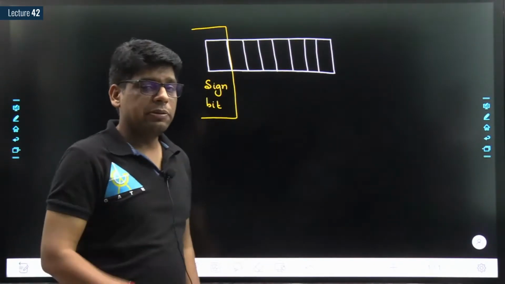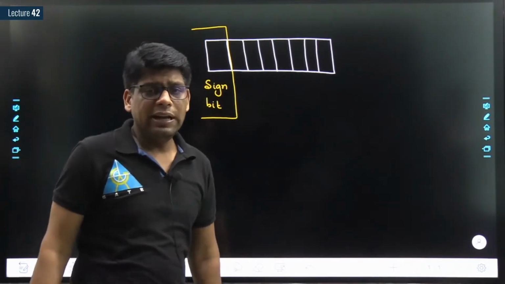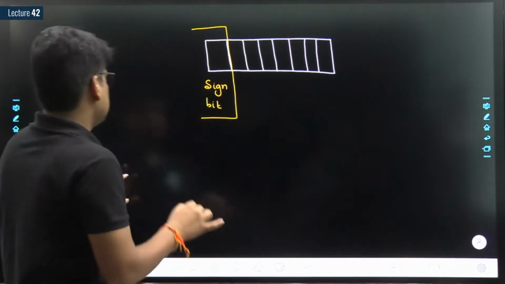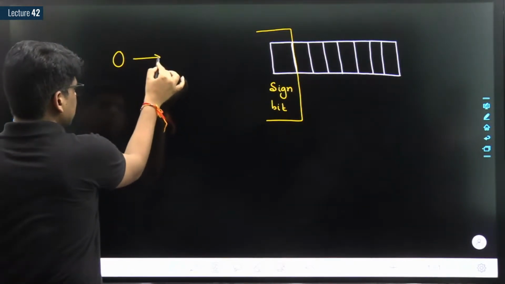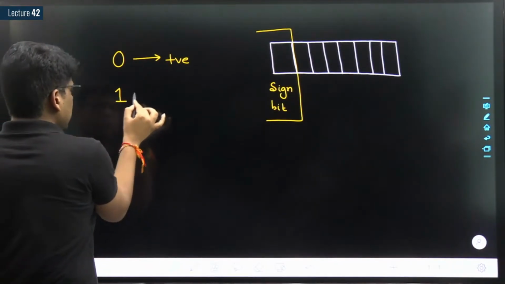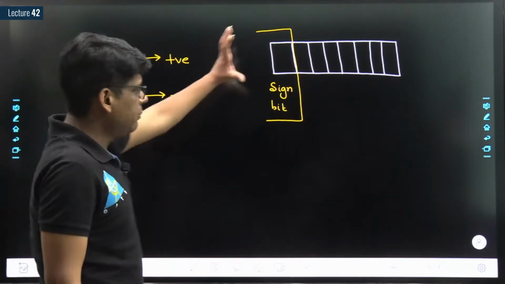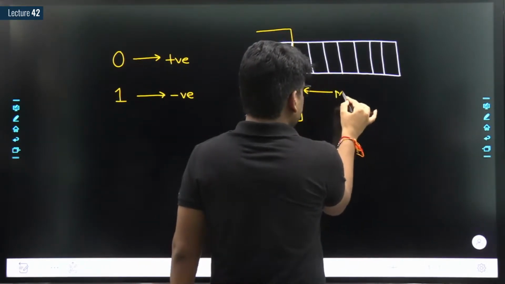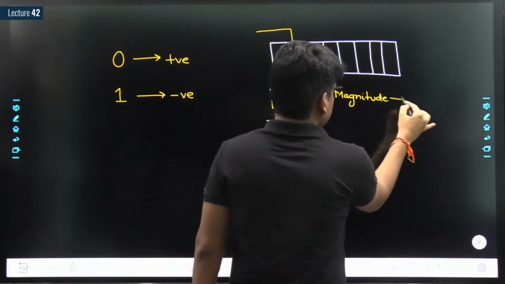And how can you represent sign? Sir, there are two signs. Either a number could be positive or a number could be negative. And in the binary number system, we have two symbols, 0 or 1. That means, sir, what is the assumption? That if it is 0, that means it is a positive number. And if the sign bit is 1, that means it is a negative number. That means 1 bit is reserved for the sign bit and the remaining bits represent the magnitude of the number.